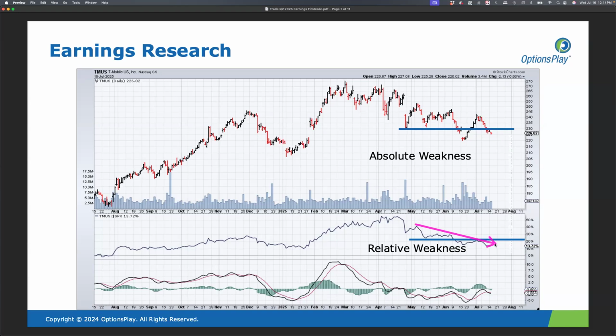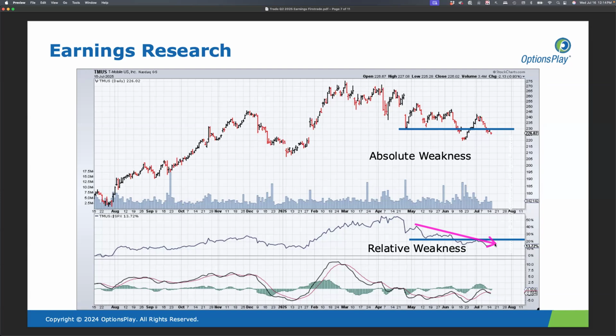So meaning stocks aren't just moving lower with the rest of the market; they're moving lower faster than the rest of the market. And because the markets are moving higher right now, any stocks that are moving lower at this moment will have poor relative strength. But these are some of the things that you want to look out for if you want to take a bullish or bearish view on a specific stock.